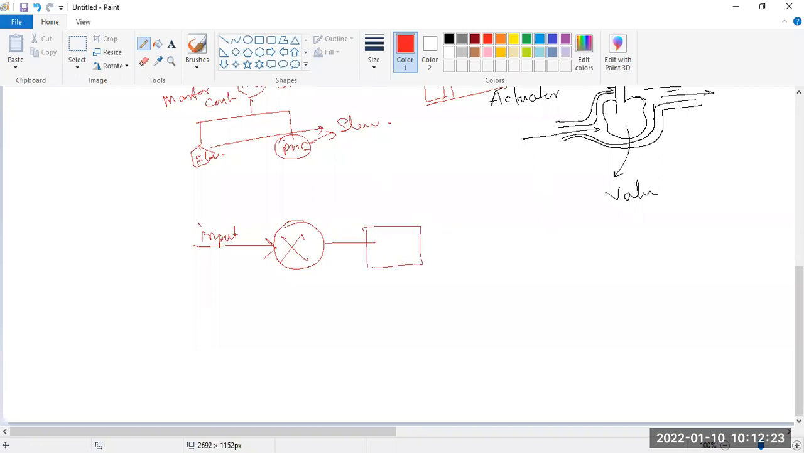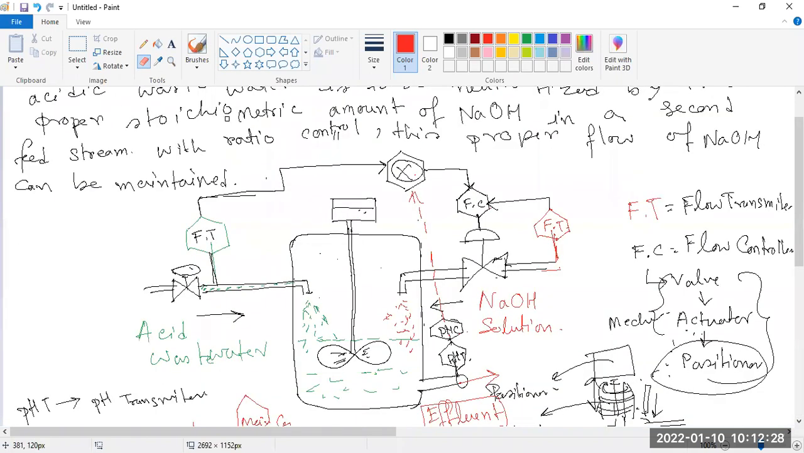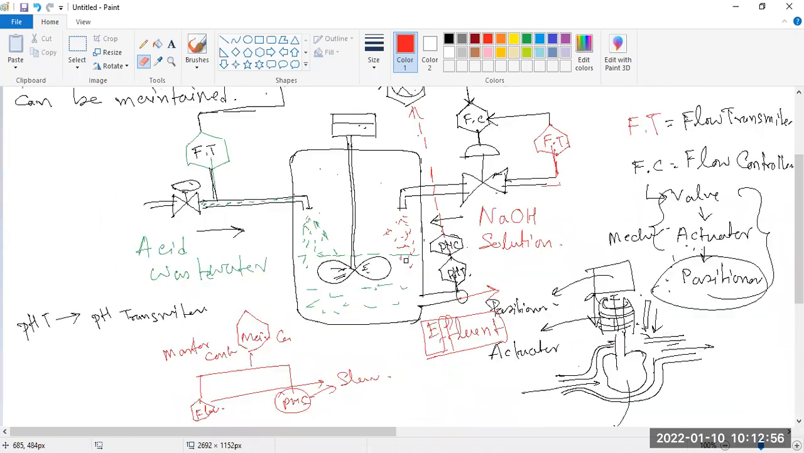Sir, please scroll a little bit upward, sir. Okay, okay. Look, this is your feedback path. Sir, please show the valve positioner, sir. The diagram of the valve, sir.